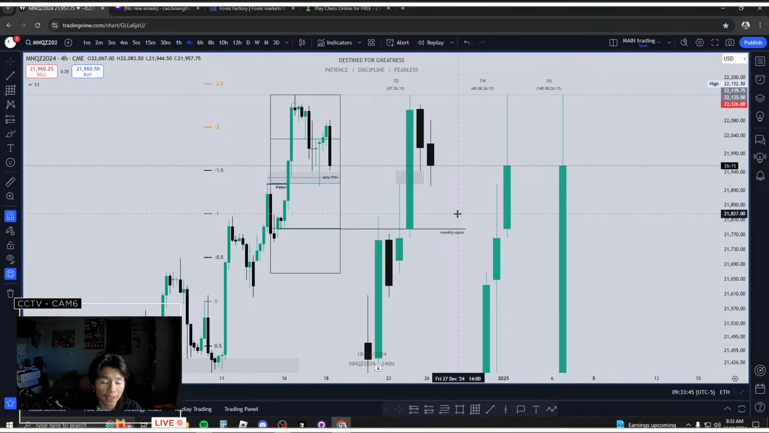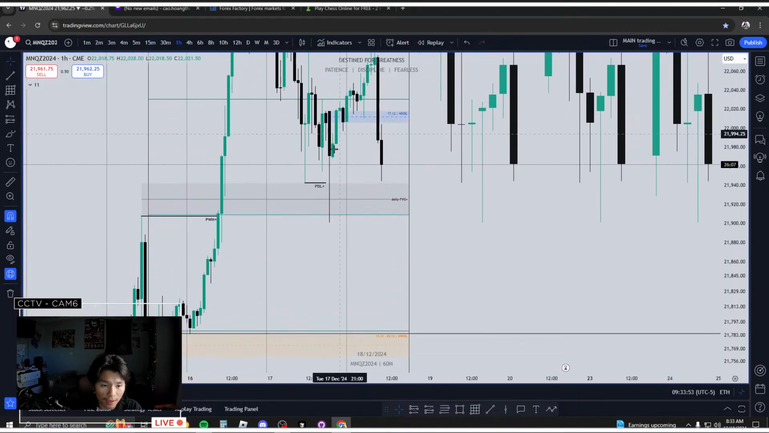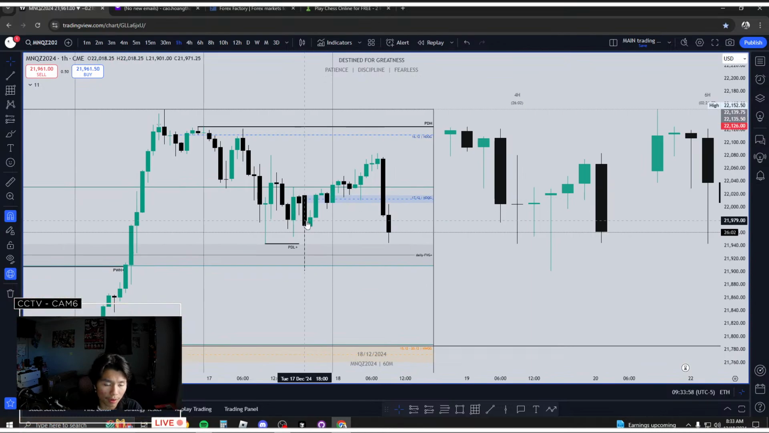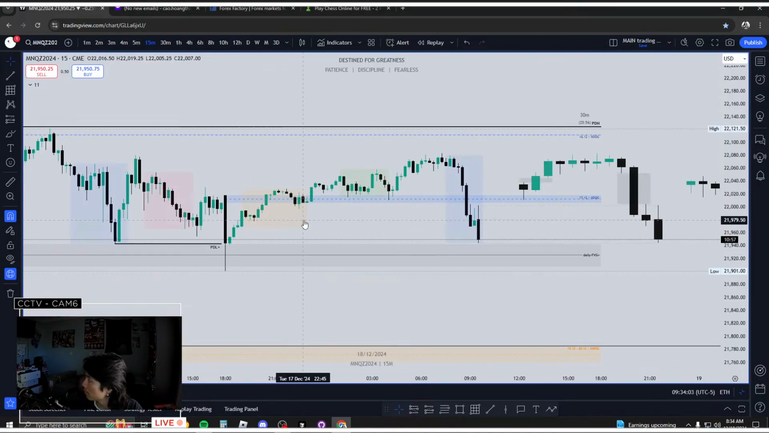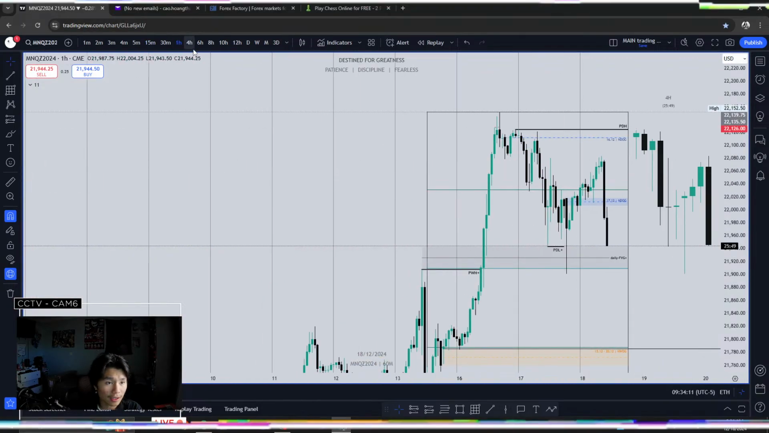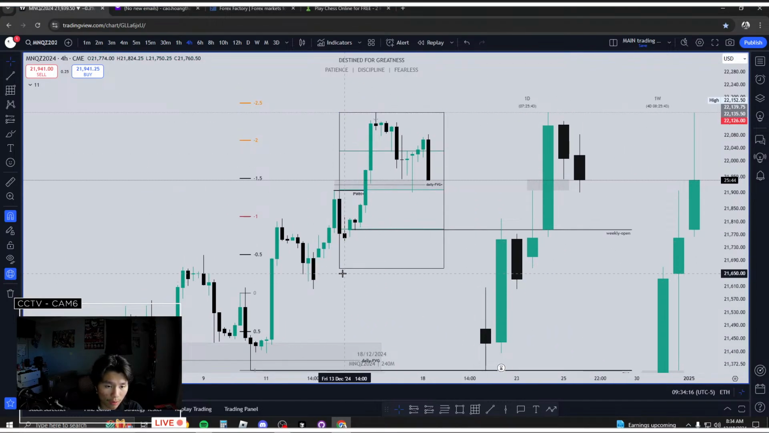My daily objective coming into today was for us to take out previous day low. I wanted to see Tuesday's low get taken, and we took out previous day low as soon as we opened up at 6 p.m. There is this dealing range on the higher time frames, the 4-hour dealing range, from this 4-hour swing low to this 4-hour swing high.